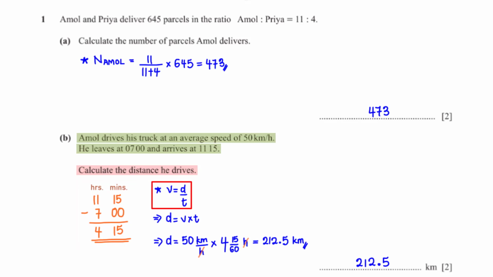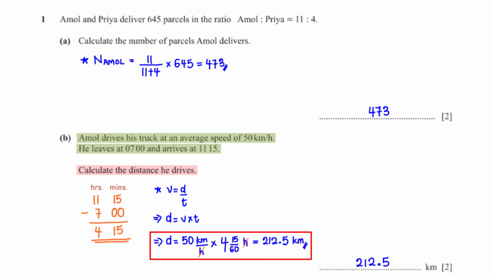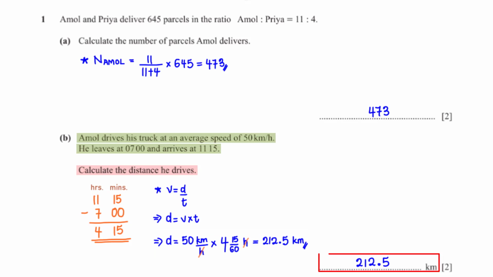We can use this formula to get the distance he travels. When we make the distance be the subject, this is what we get. The speed v is 50 kilometers per hour, and we found the time duration to be 415/60 hours. When we type this into the calculator, we get 212.5 kilometers.